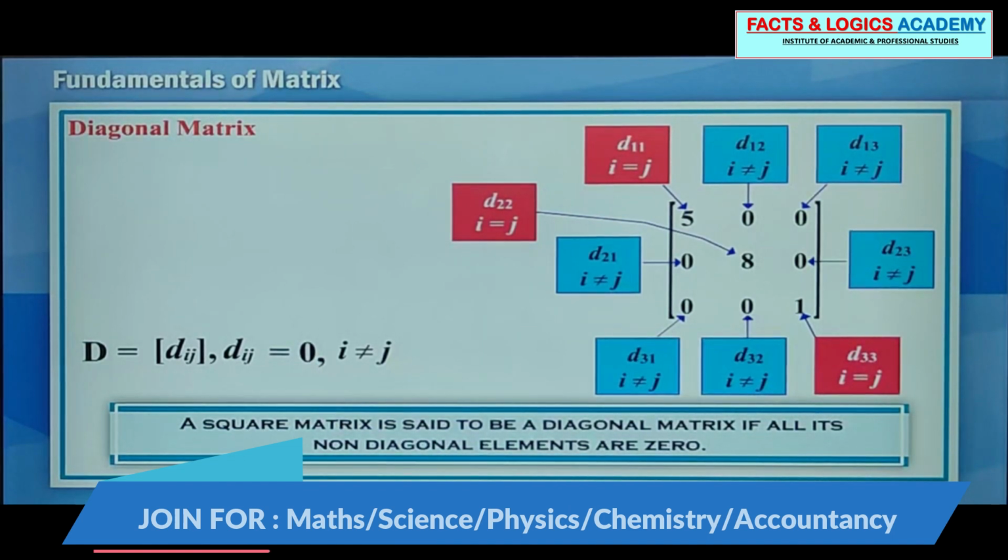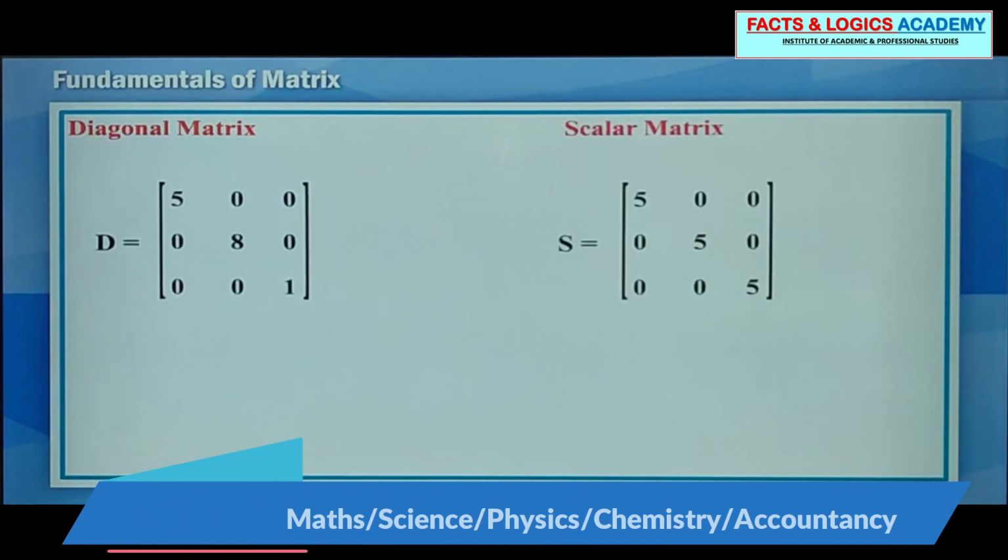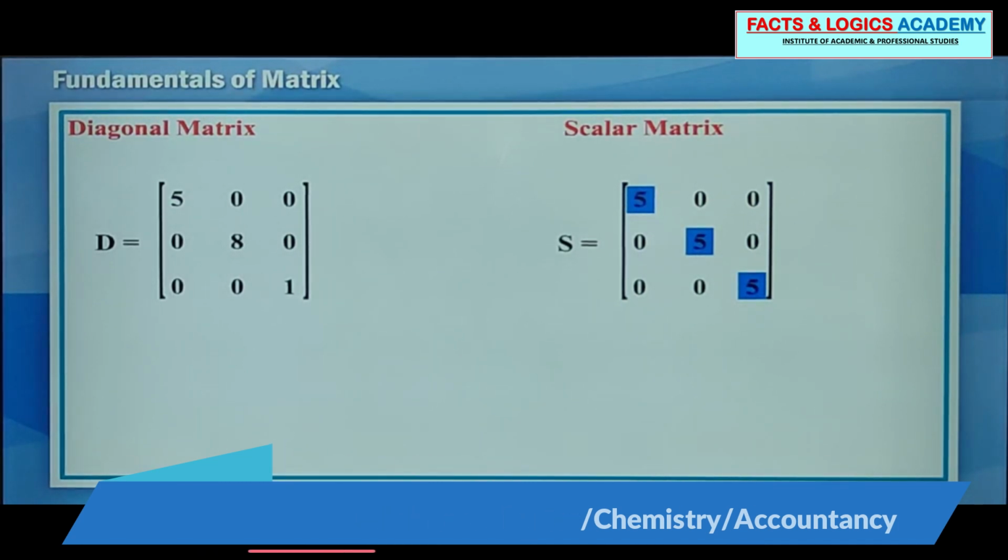A square matrix is said to be a diagonal matrix if all of its non-diagonal elements are 0. For a diagonal matrix, if all elements along the diagonal are equal to each other, then the matrix is called a scalar matrix.